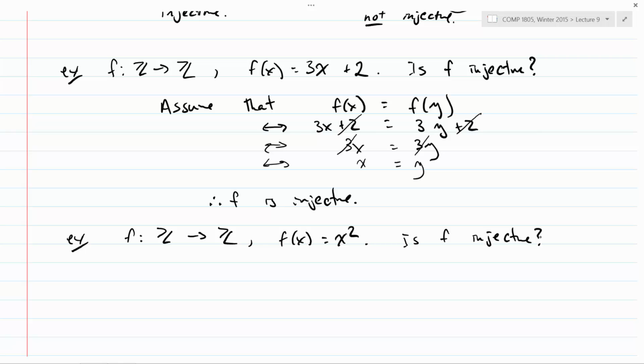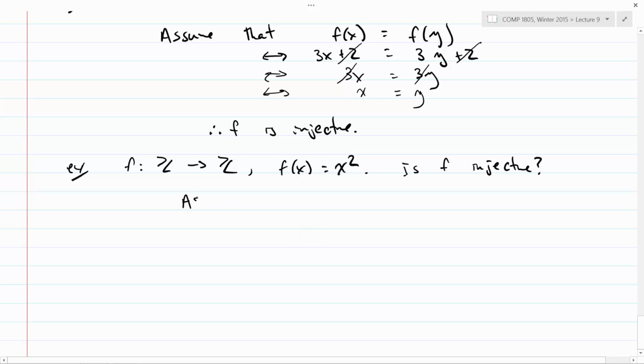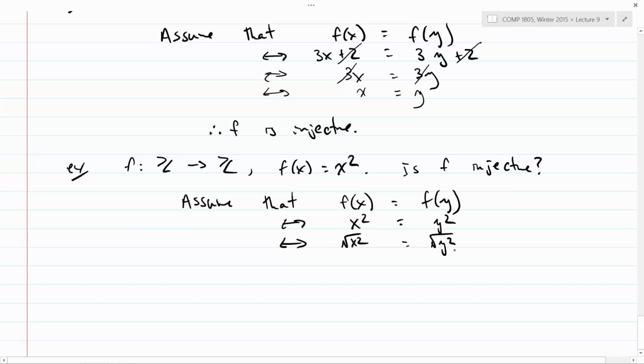So intuitively, it doesn't seem like this thing is going to be injective, but let's say we weren't thinking too carefully and we forgot about that. So let's see what happens when we do the proof. So we assume that f(x) equals f(y). Okay, well that's the same thing as x squared equals y squared. And the natural thing to do is to take the square root of both sides. So the square root of x squared equals the square root of y squared.